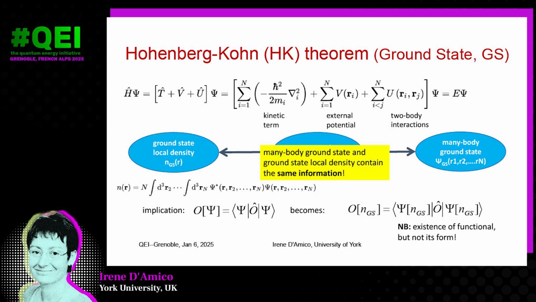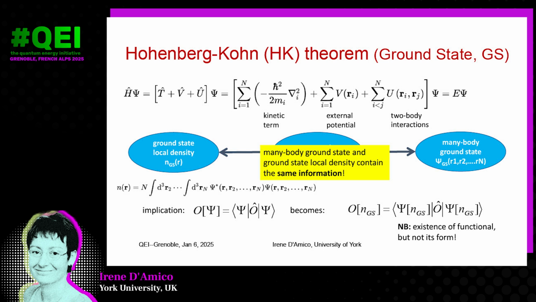And then what the theorem demonstrates is that we have a one-to-one correspondence. So given one, you can derive the other, or if you like, one contains the same information as the other, between the ground state local density, n_GS, which is a function of three variables, the external potential, so this object here, and the many-body ground state, the full-fledged many-body ground state, which is a function of 3N variables, N being the number of particles. This is the definition of the local density.